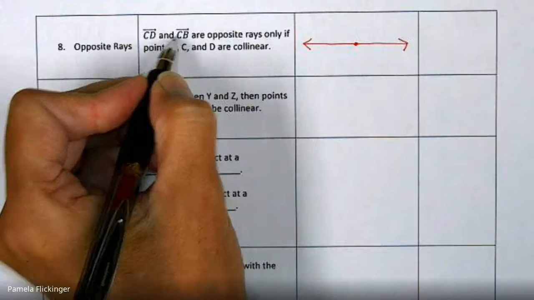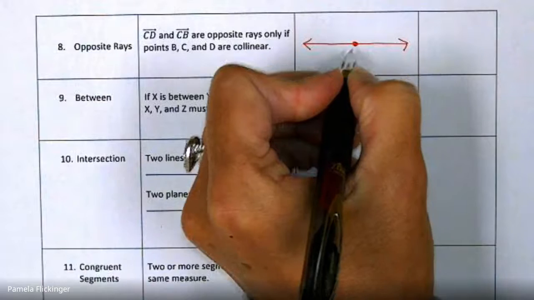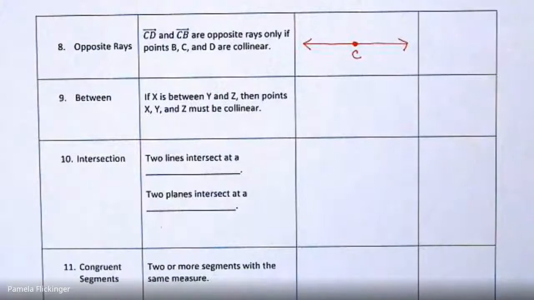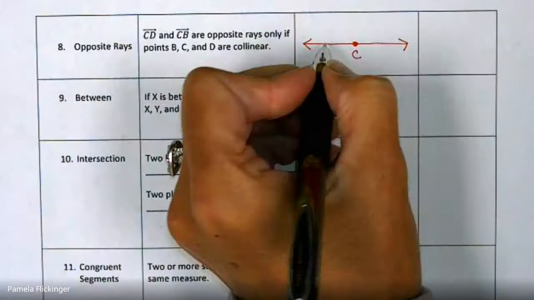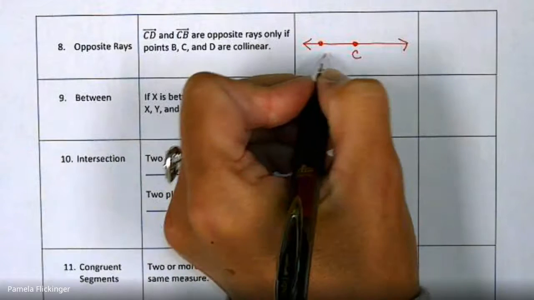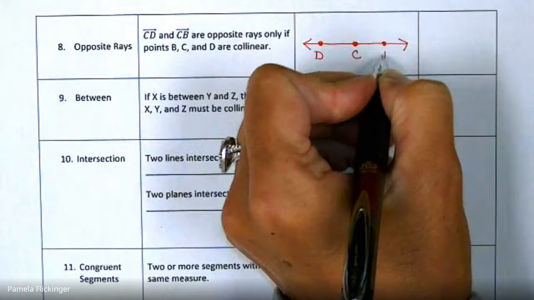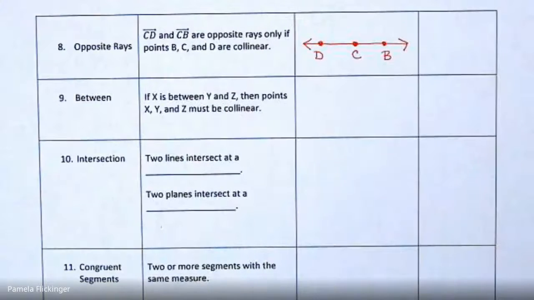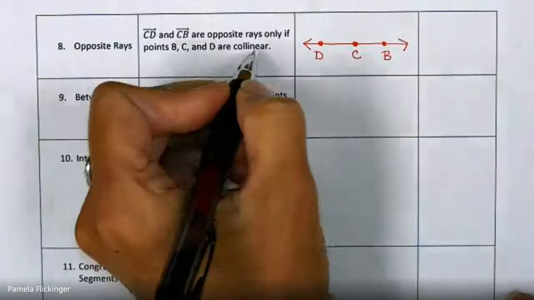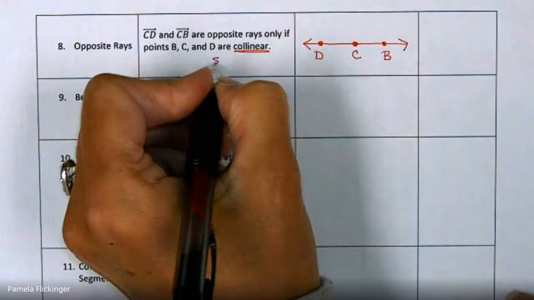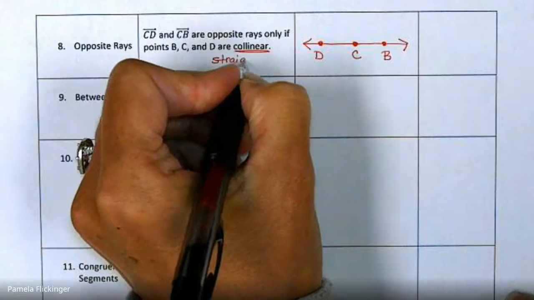The name of your opposite rays must be the point that is what we call in between. All right, and then it doesn't matter which side is which, but if one ray is CD, I'll have that going to the left, and the other is CB. That one will be coming to the right. Okay, so pay attention to how they name the ray. That way you'll know which one goes in between. And just remember, collinear, you'll always have a straight line.